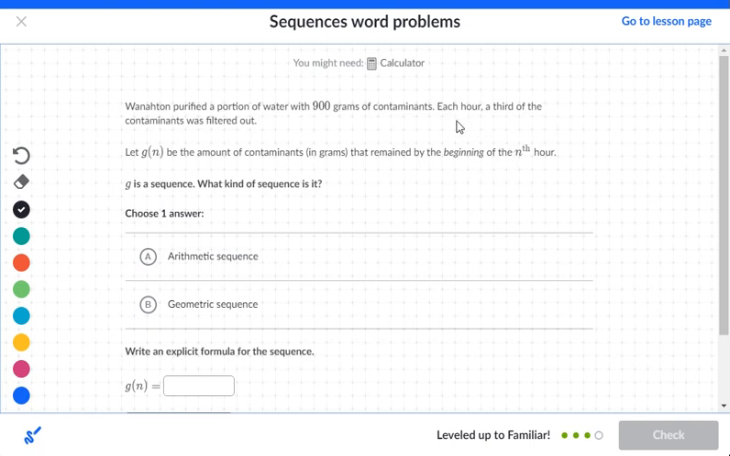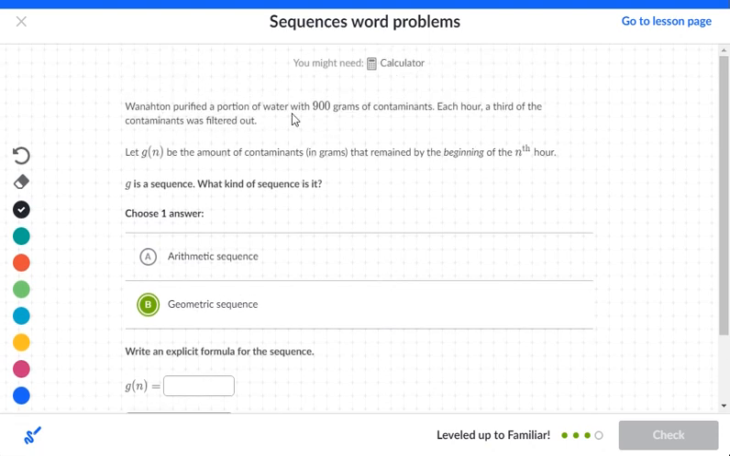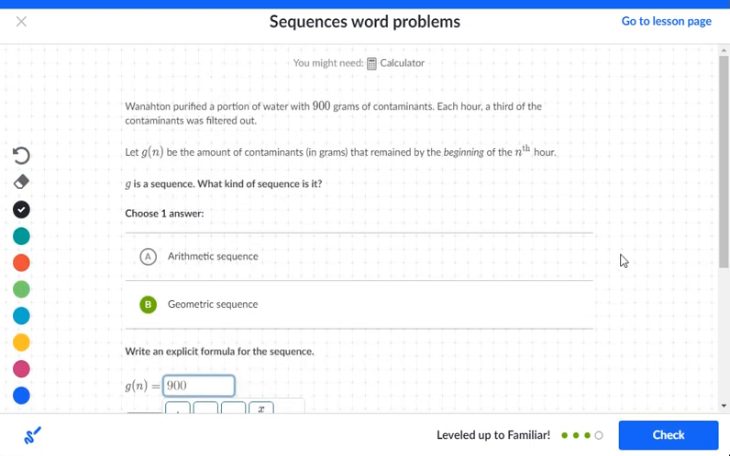But anyway, right here we're multiplying because we have a fraction. Anytime they mention a fraction, it's generally going to be geometric. So this is geometric. Now the first term that we start with is 900. So we go 900. Now let's talk about the next part.